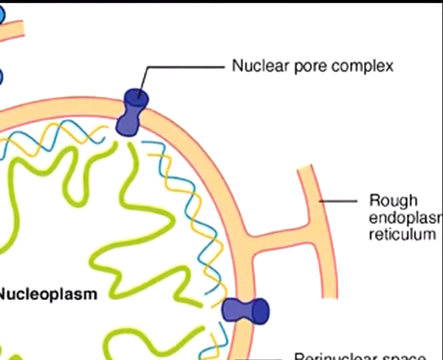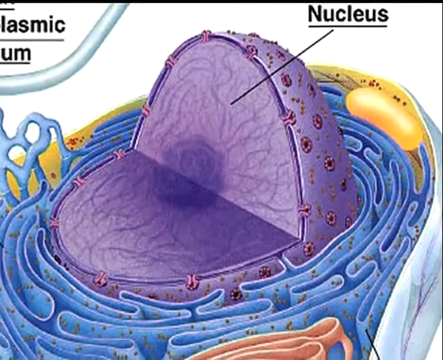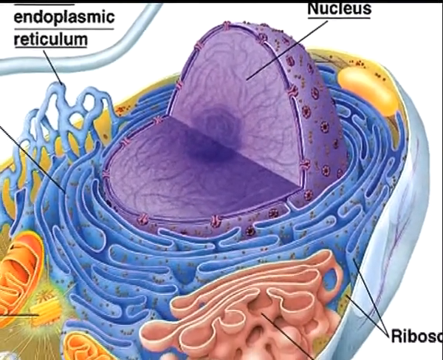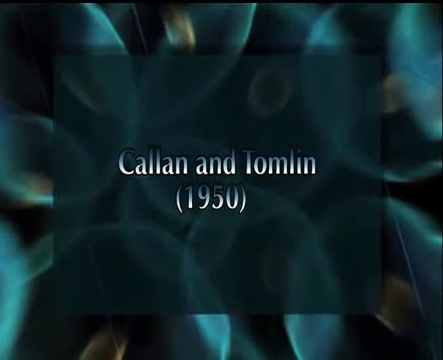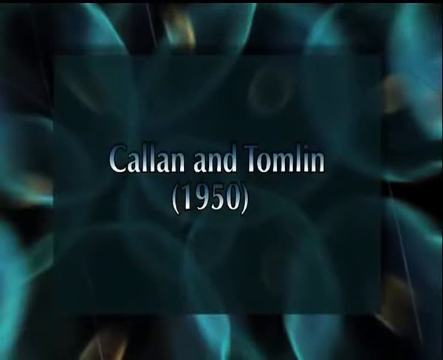Nuclear transport is controlled by nuclear pore complexes, consisting of about 1,000 nucleoproteins. Each pore complex is large enough to accommodate the passage of ribosomal subunits, large protein RNA complexes, which exit the nucleus after being assembled in the nucleolus. The nuclear pore was first observed by Callan and Tomlin in 1950 in amphibian oocytes. It occurs in all eukaryotic cells of both plants and animals.